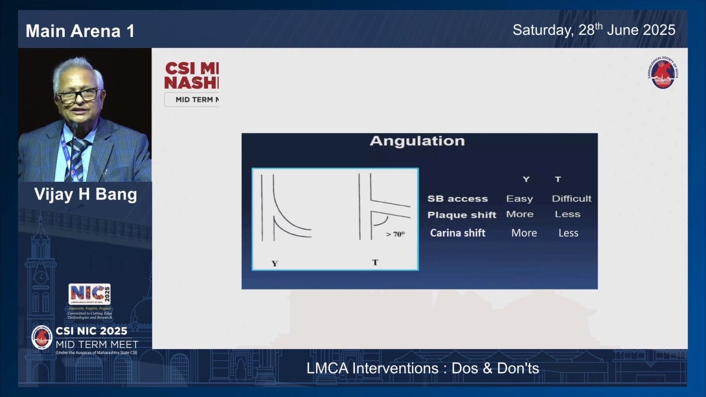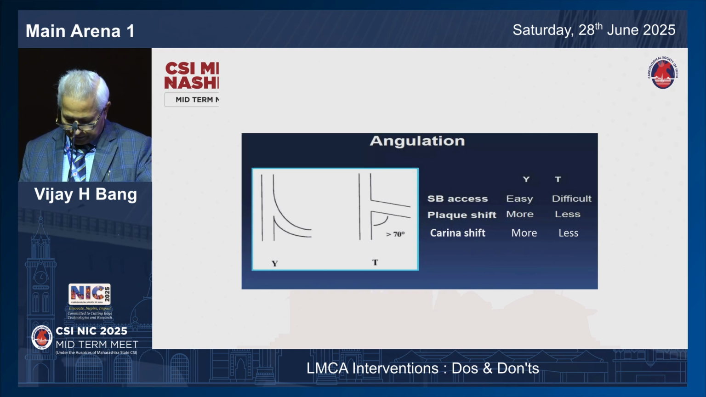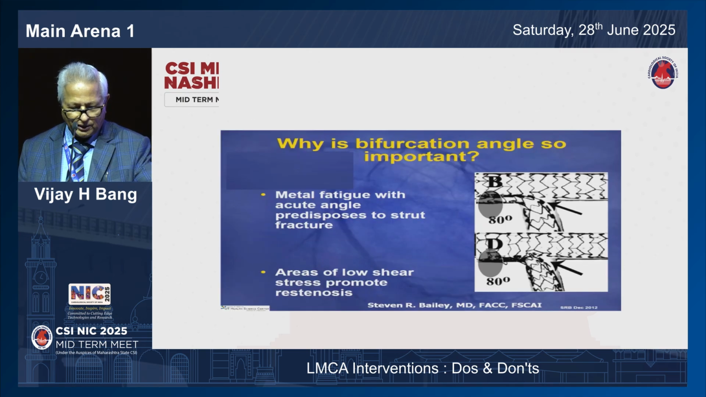Now, angle, as I said, is very, very important. If the angle is acute and you do a crossover, then you are likely to have a carina shift and acute closure of the side branch, which may lead to hemodynamic instability while doing a procedure. So you have to be very careful in choosing a single crossover stent in a narrow angle. In a wide angle, no problem, provided there is no significant disease in the side branch.